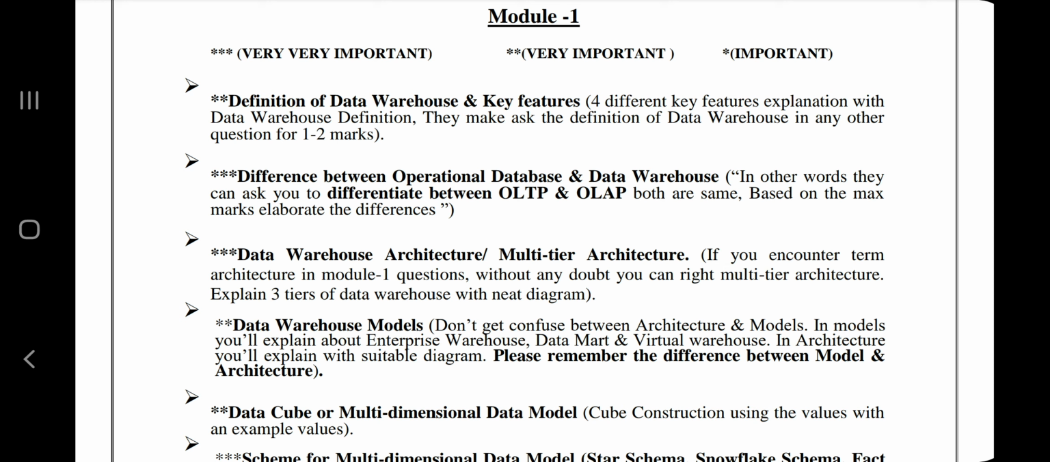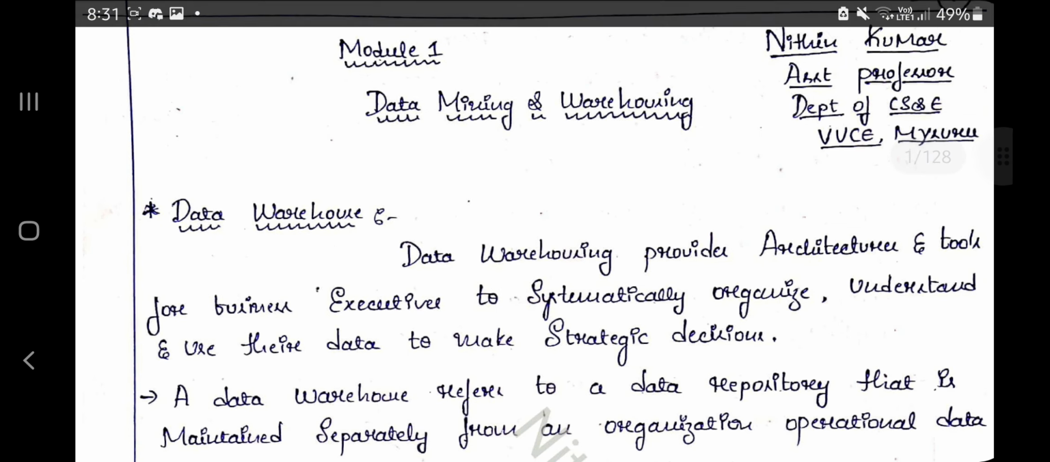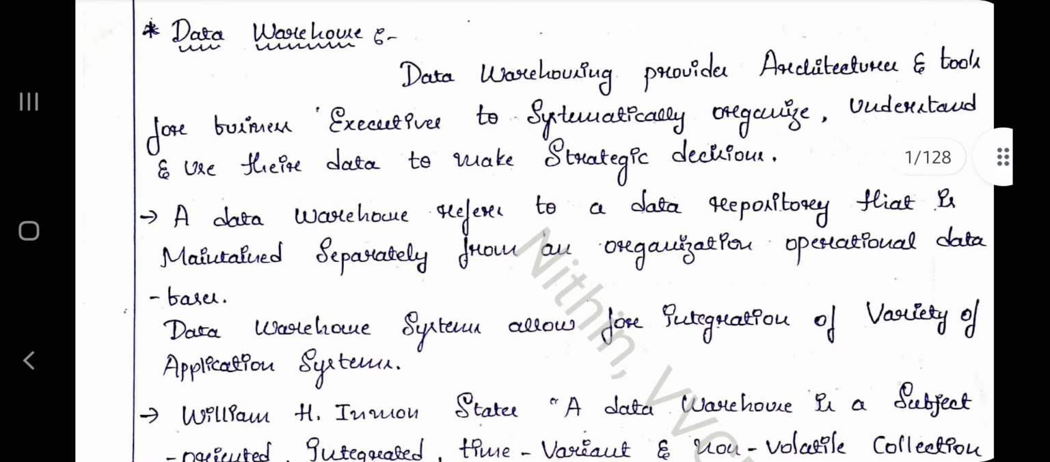In that there is a file, let me see the file's name. So this is the file. The file will be named something like data mining and warehousing module 1 to 5 all notes. Basically you can find the PDF there, and you can refer to it. All the modules and all the important concepts are here. So I'll be referring to this PDF itself.